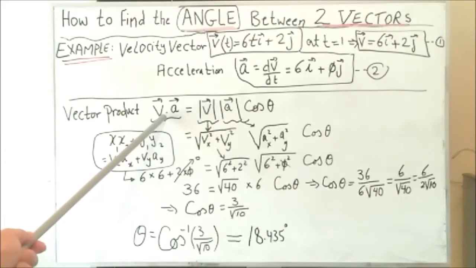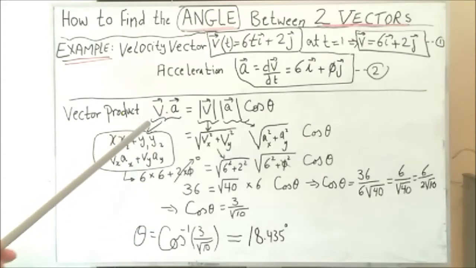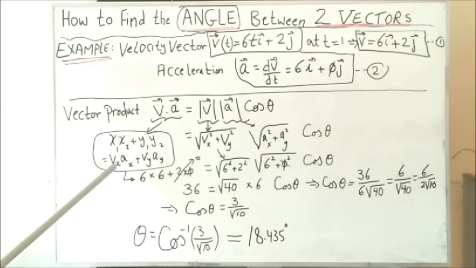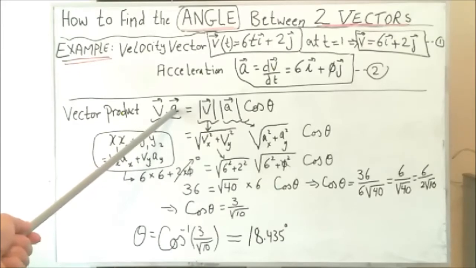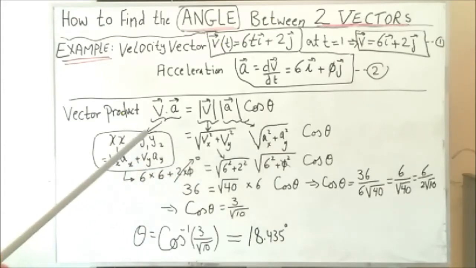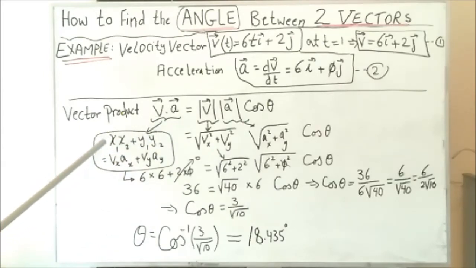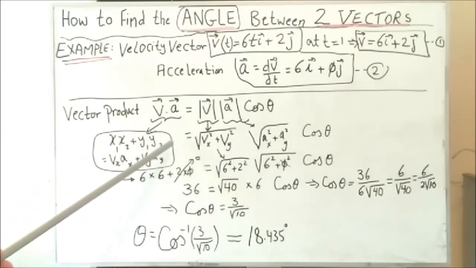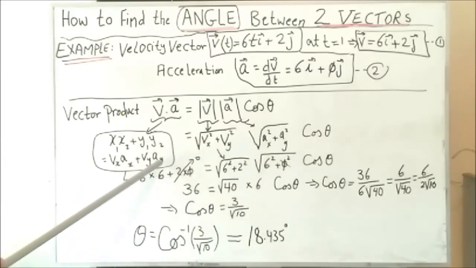Now v dot a, this vector product of v and a, can be found by multiplying the x components of v and a and adding them to the product of the y components of vectors v and a. So v dot a is x1 x2 plus y1 y2. In this case it's vx ax plus vy ay.